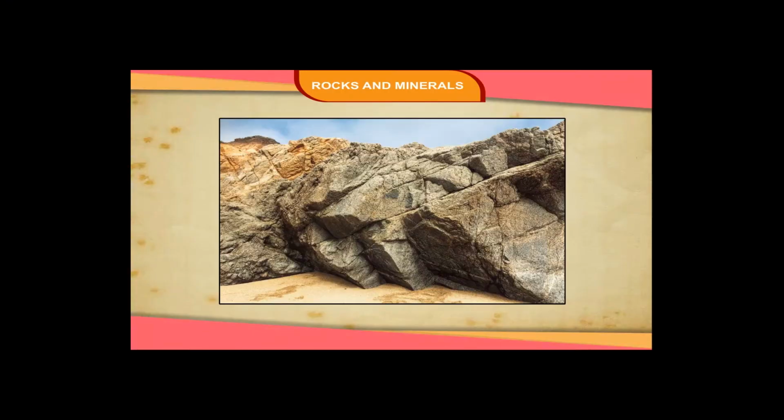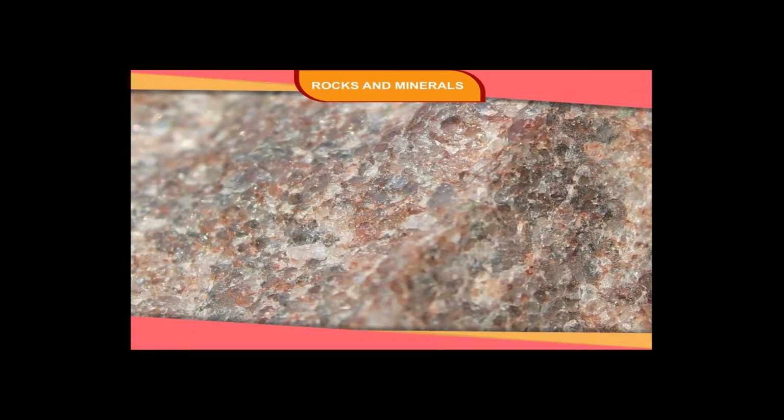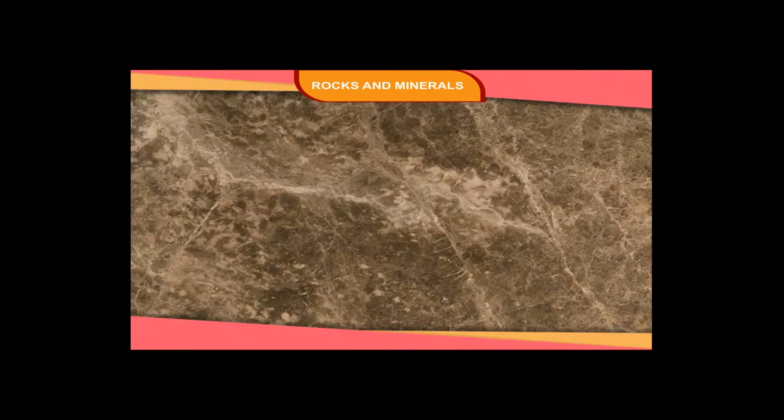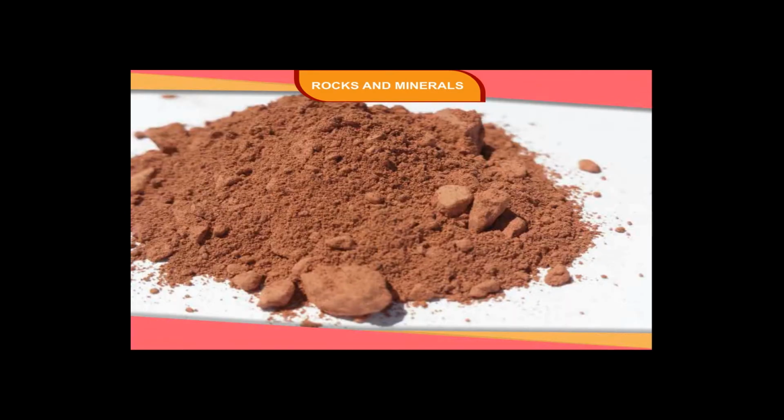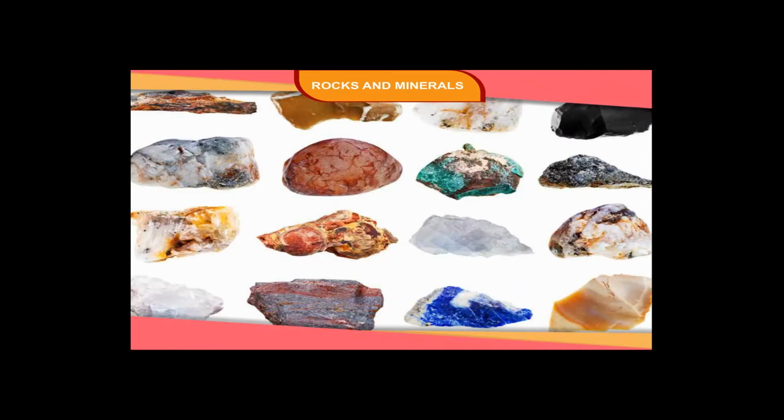Rocks and minerals. The Earth's crust is made up of different types of rocks. A rock is a natural deposit that forms the solid part of the Earth's crust. They can be as hard as granite or marble and can be as soft as particles of sand, clay, or gravel. A rock is not a chemical compound, but a conglomeration of minerals.